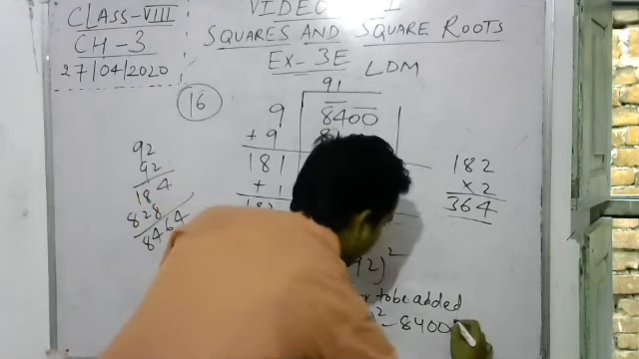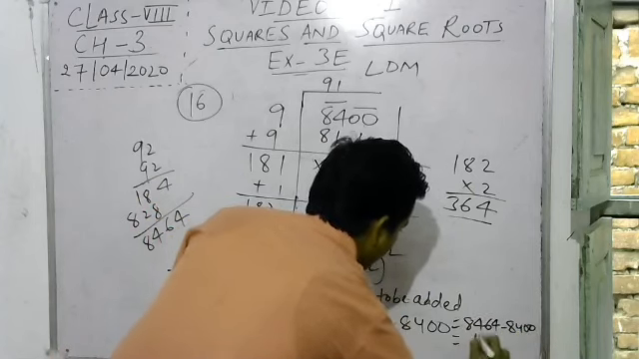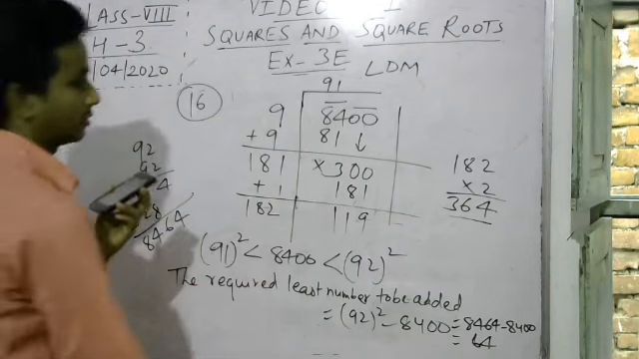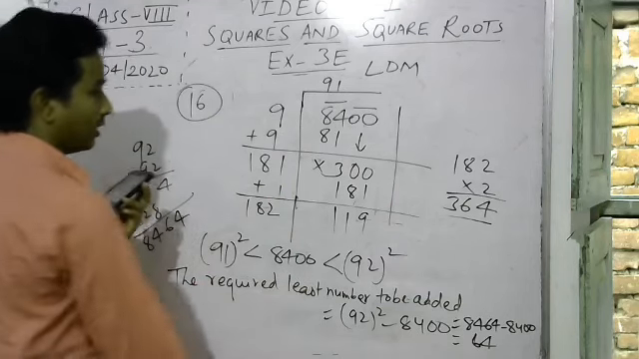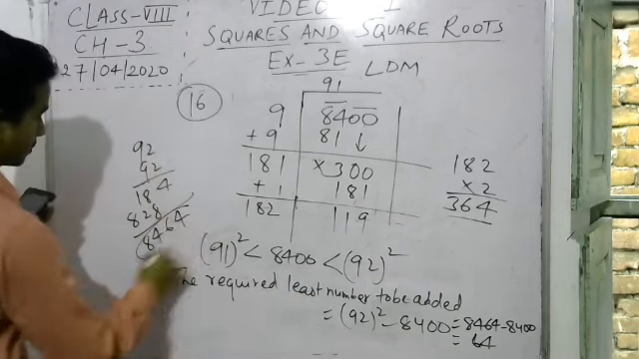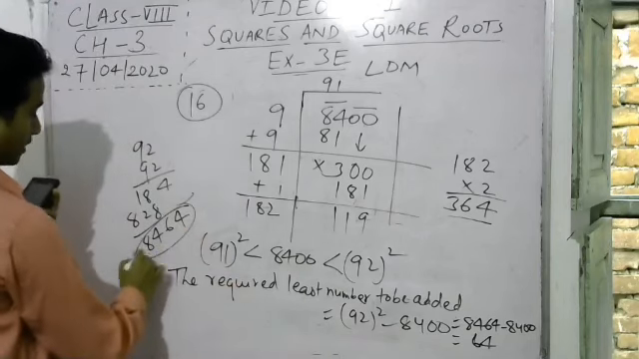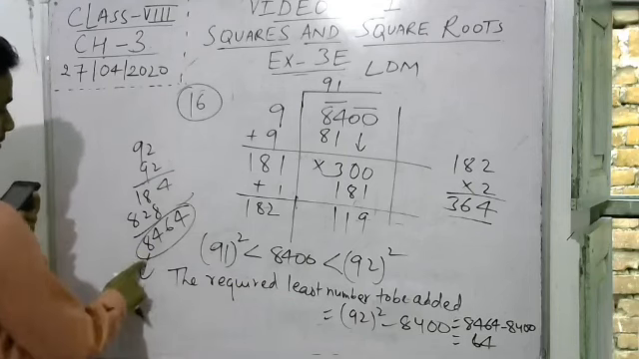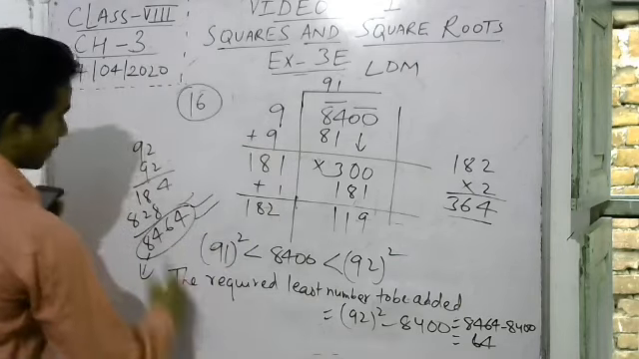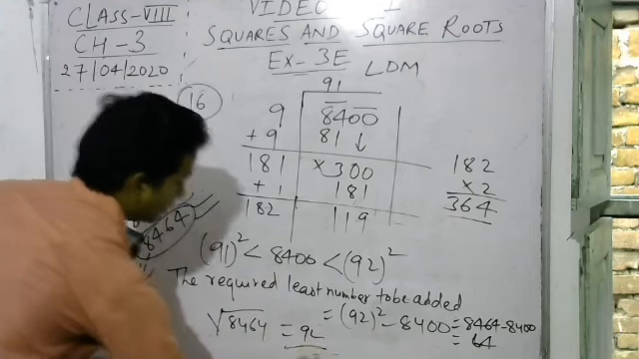So here 8464 minus 8400. What do we get? We will get 64. So 64 should be added. The number that should be added to this is 64, and we have to find what that new number is. That number is 8464. The perfect square number will be 8464. And what is the square root? The last thing, square root of 8464. You can find it and you will get 92 as the answer.